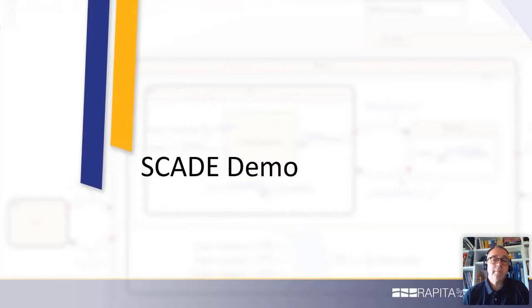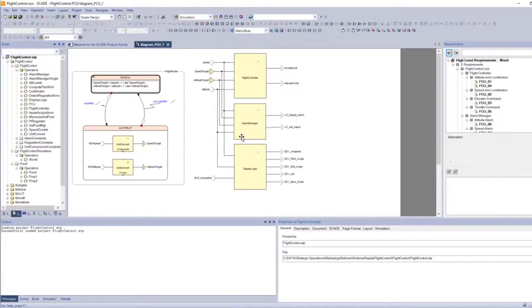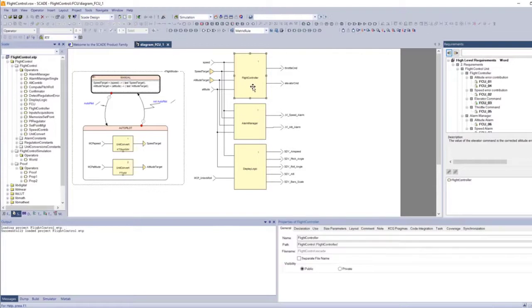So I will now make a short demo. It's a pre-recorded demo that we have made showing the full verification flow of a typical SCADE application. In this first part of the demo, I will show how we can assess the behavior of a SCADE application. We will take a simplified flight control application for this.